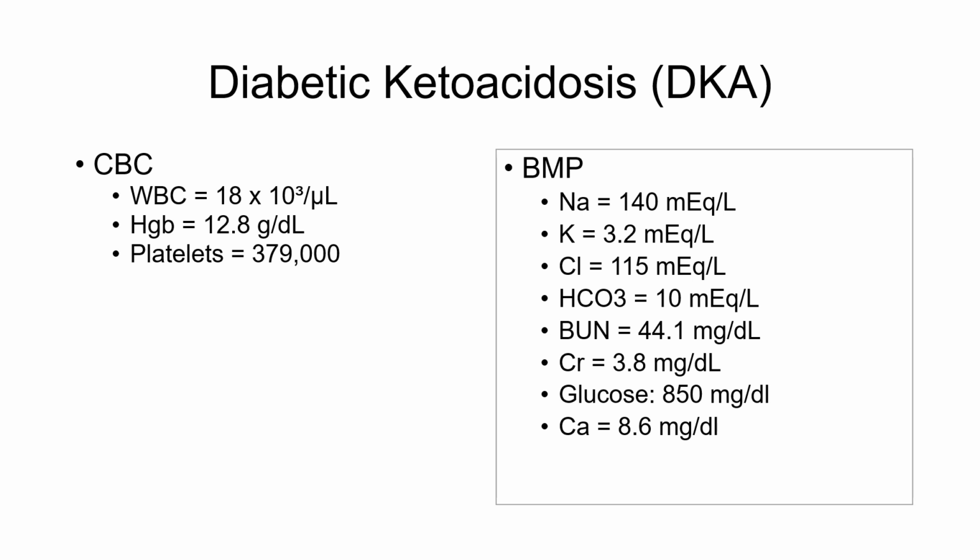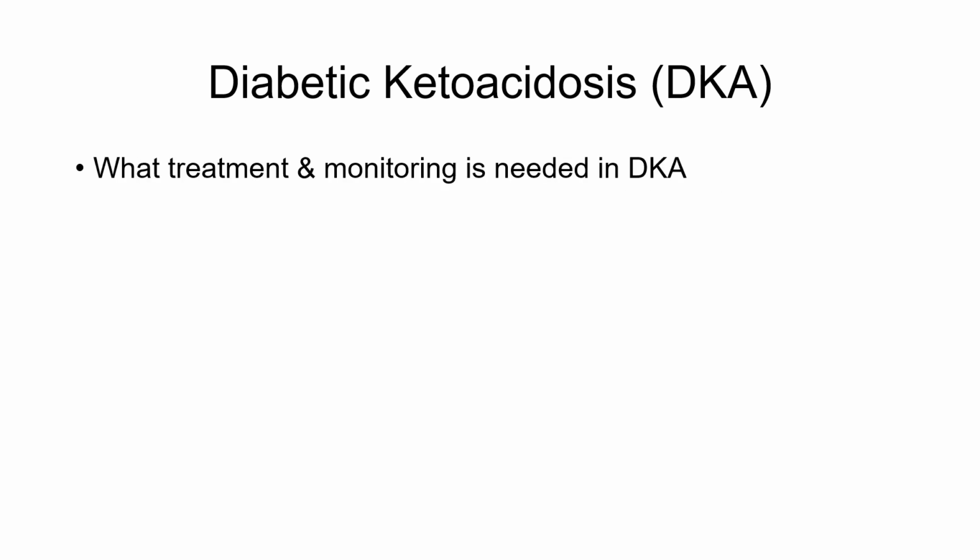So pre-renal causes are the most common cause of acute kidney injury. This patient has had free water losses from osmotic diuresis, so I would expect them to have a 20 to 1 BUN to creatinine ratio. But what happens when this has gone on long enough is this BUN to creatinine ratio starts to narrow and it becomes less than 20 to 1, indicating that the patient may have acute tubular necrosis from the overall hypovolemia. So what treatment and monitoring is needed in diabetic ketoacidosis?